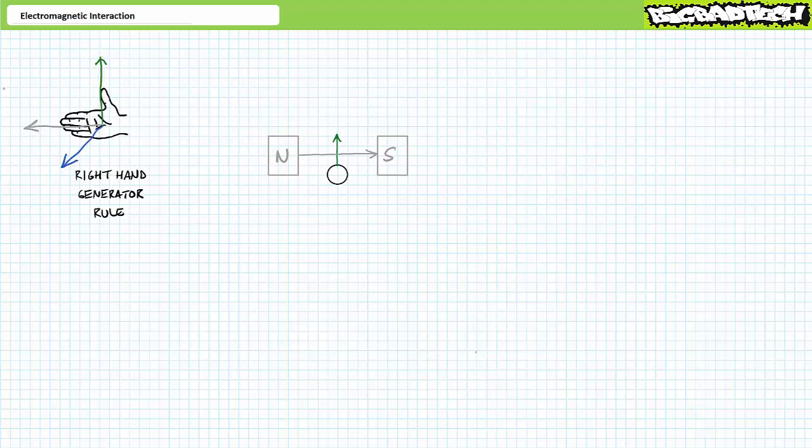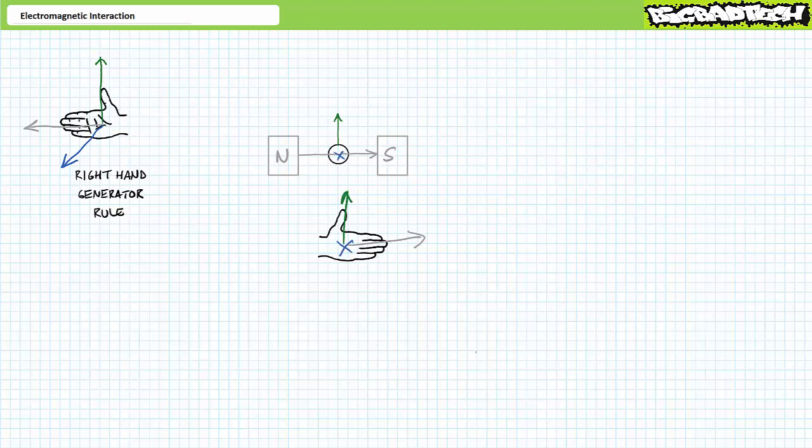Since we've had some practice with these types of problems already, let's apply Fleming's right-hand generator rule to a couple example scenarios. Consider a conductor moving through a magnetic field, oriented such that the lines of magnetism travel north to south, left to right. This conductor is moving upwards through the magnetic field. Orient the outstretched fingers of your right hand such that the fingers point north to south. Orient the right thumb such that it points upwards in the direction of movement.